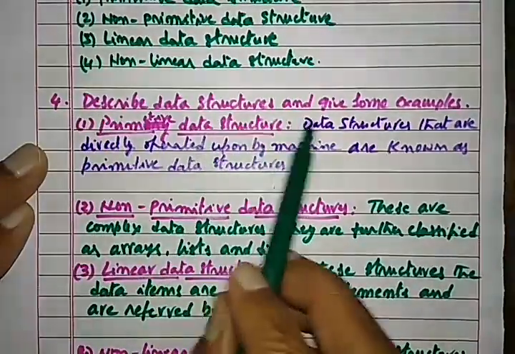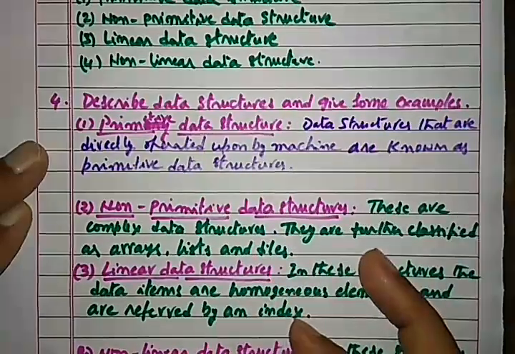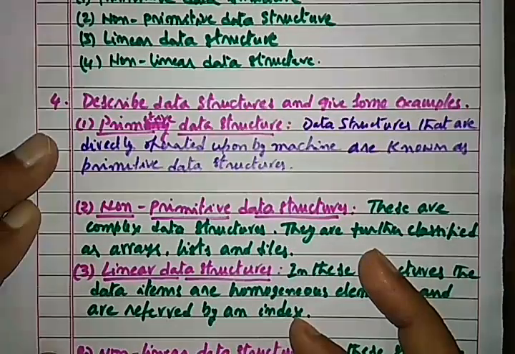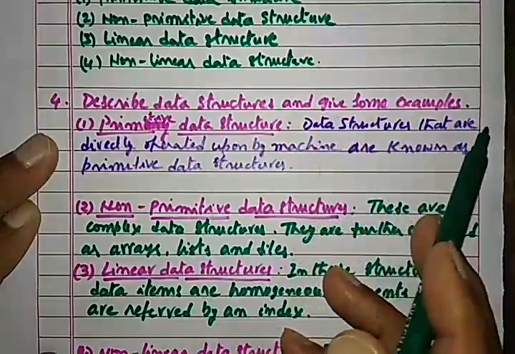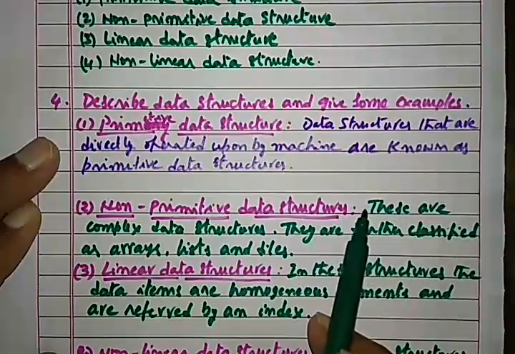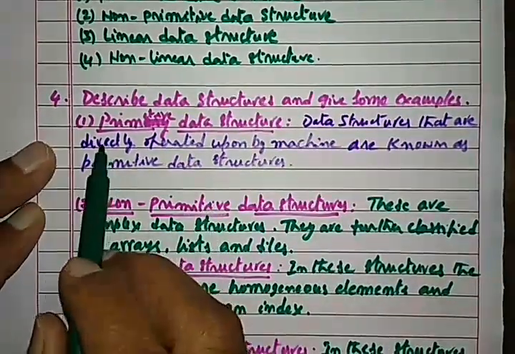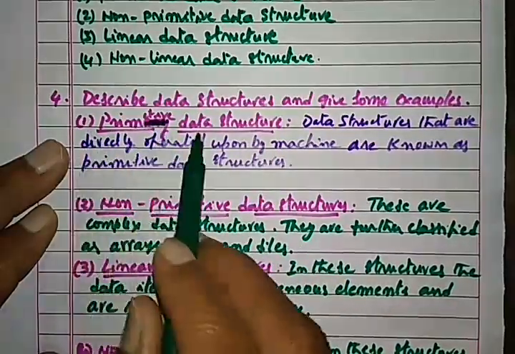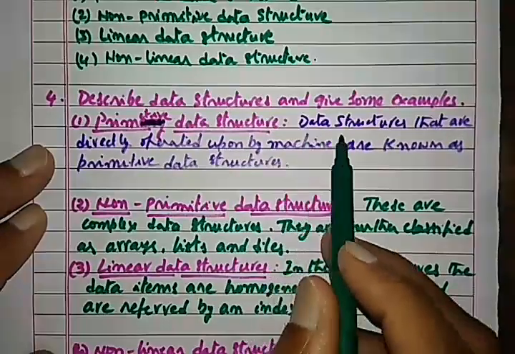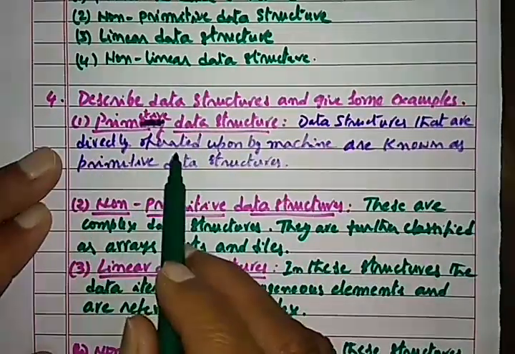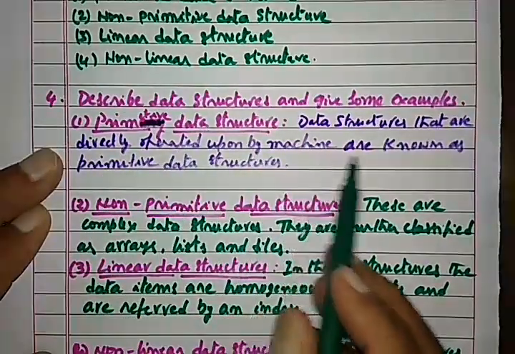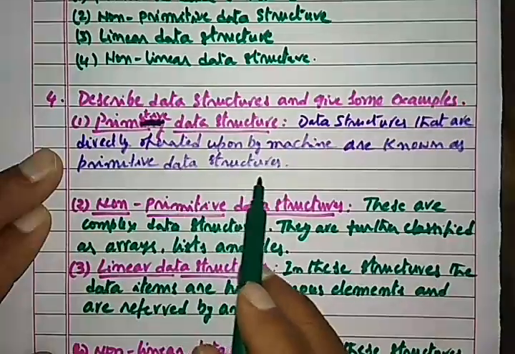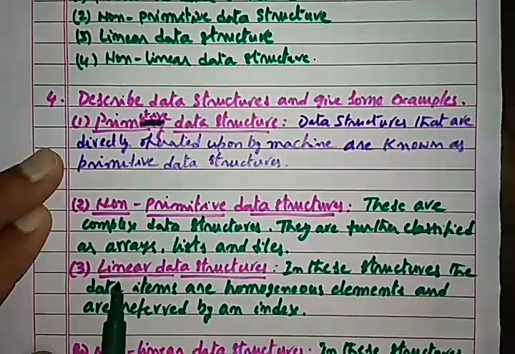Describe data structures and give some examples. Okay, I didn't say explain with examples, just give some examples. So primitive data structure. So this is primitive. Okay, a mistake. Primitive data structure. See, data structures that are directly operated upon by machine are known as primitive data structures.